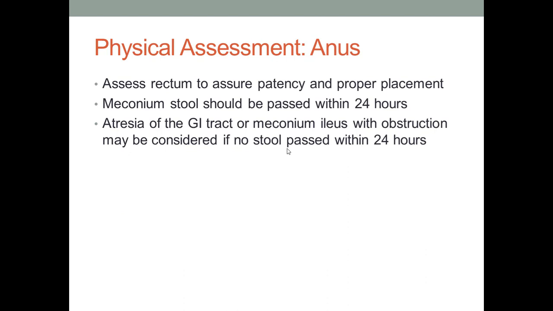So physical assessment of their anus or their rectum. Always look at their backside and make sure that rectal sphincter is in the right place. And we want them to pass their first meconium stool within 24 hours. If they haven't passed their stool within 24 hours, then we need to really start being worried that rectum isn't patent and maybe there is no opening. If there isn't a stool pass within the 24 hours, there might be atresia of the GI tract, or there might be an ileus caused by the meconium. There's just so many scary things that it could be, to make sure that this baby is pooping within the first 24 hours.